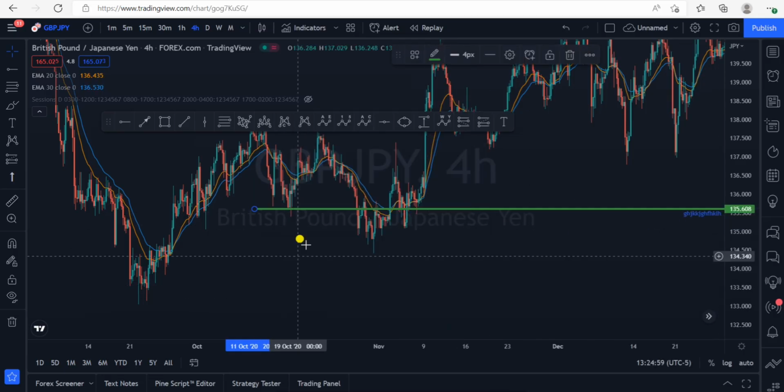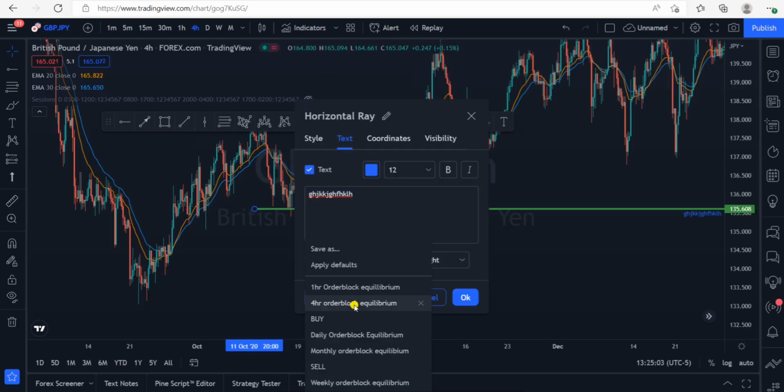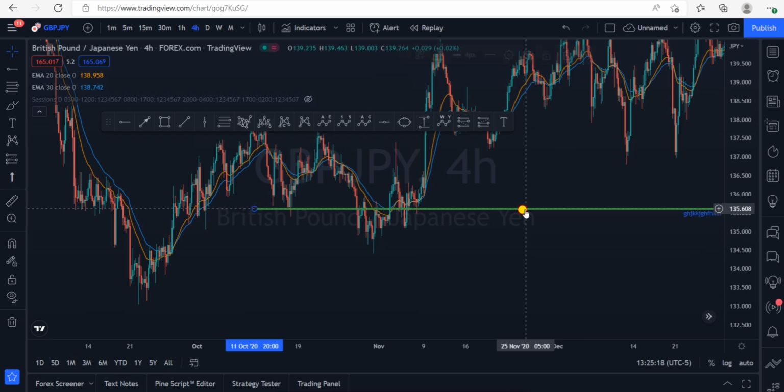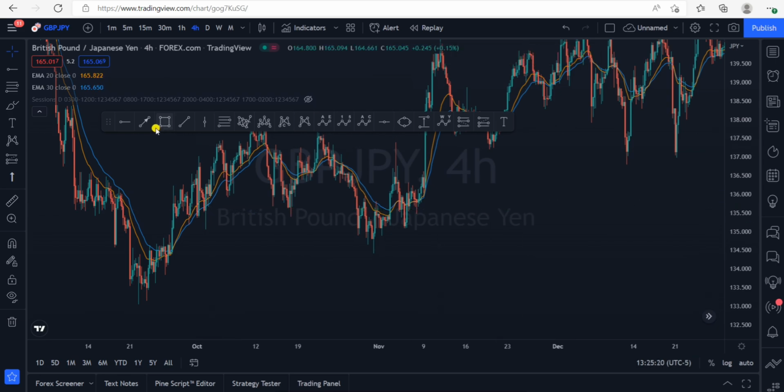You can also save it as a template down here, and you will call it a name. I have order block 1 hour, order block equilibrium, etc., because that's what I use the horizontal ray for, and also areas where I want to buy or I want to sell. So these are my templates.